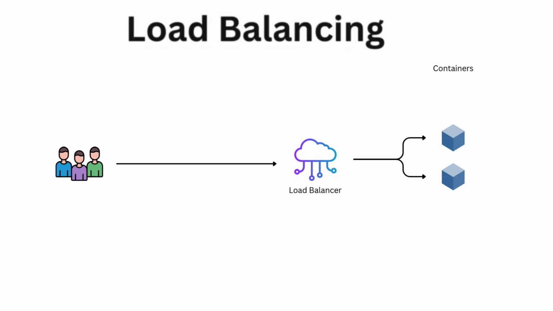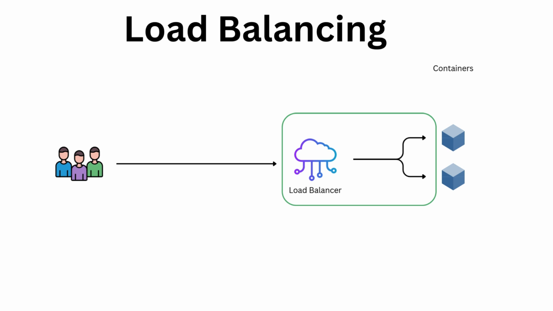Load balancing is another critical feature. Kubernetes automatically distributes network traffic between your containers so that no single instance is overwhelmed with requests. This helps maintain performance and avoid bottlenecks.